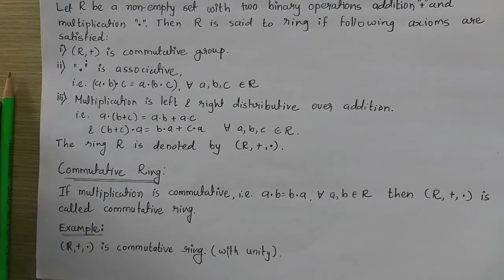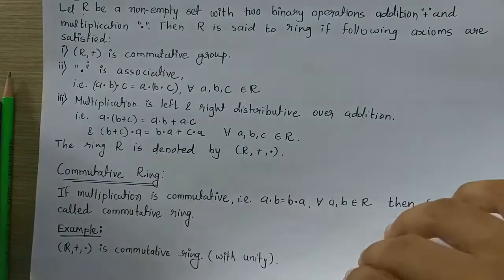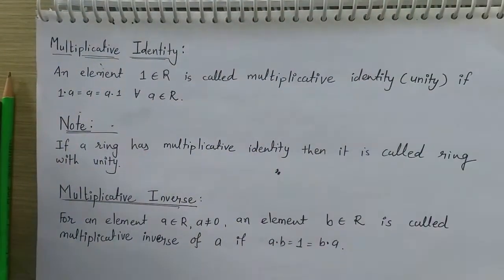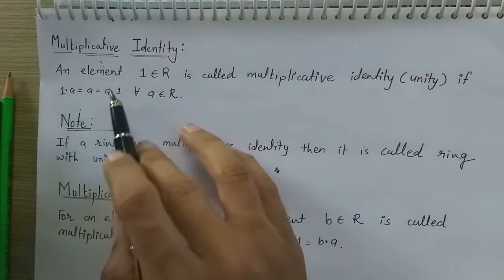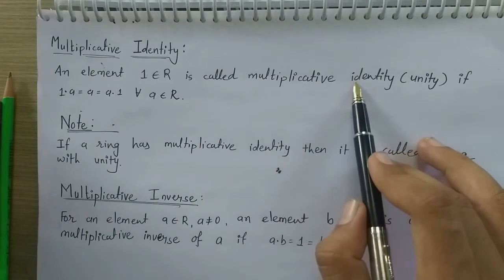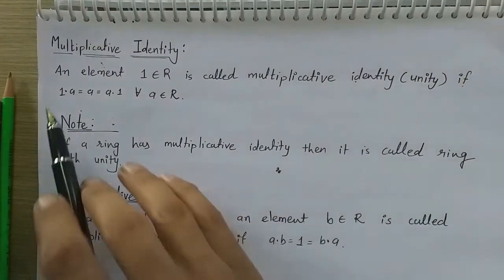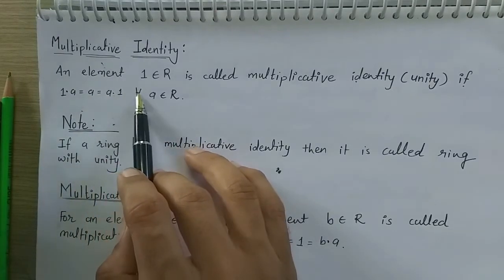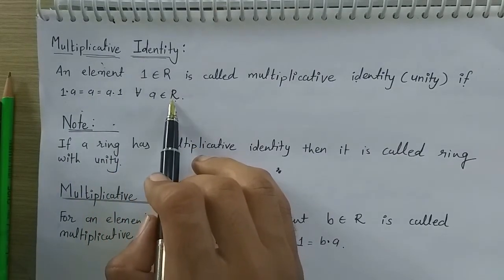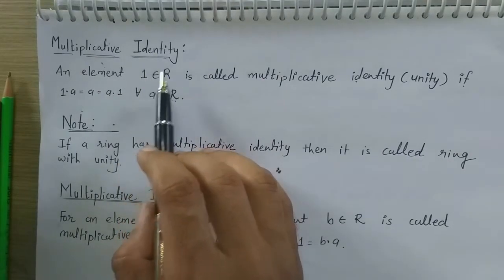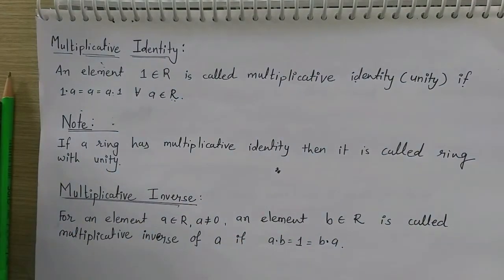However, ring with unity, so what is the unity? Multiplicative identity or unity. An element 1 belongs to R is called a multiplicative identity or a unity if 1 dot a is equal to a dot 1 is equal to a for all a belongs to the ring R. Now if we have a ring with such an element, then the ring is called a ring with unity.